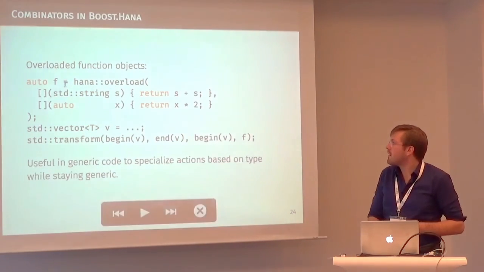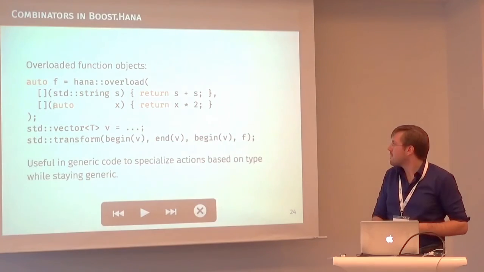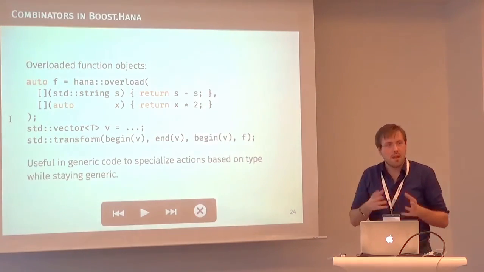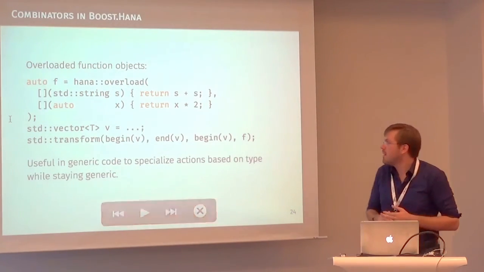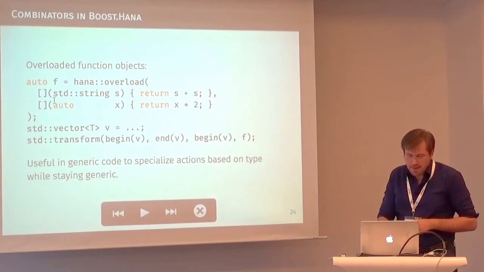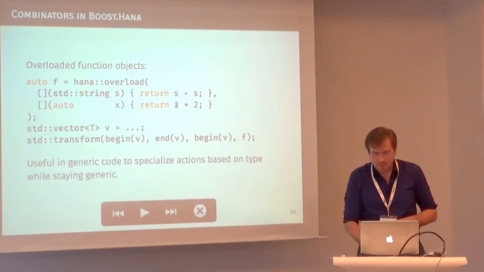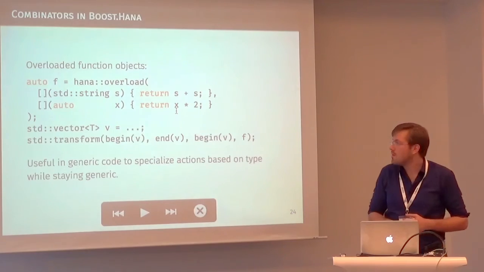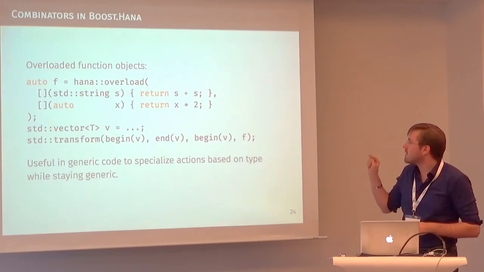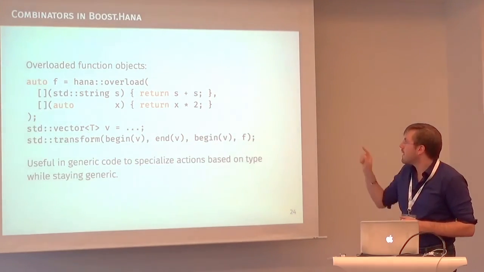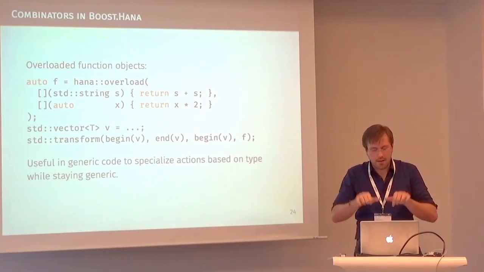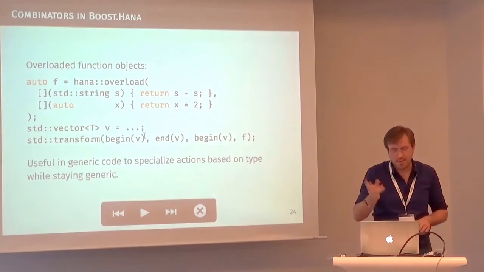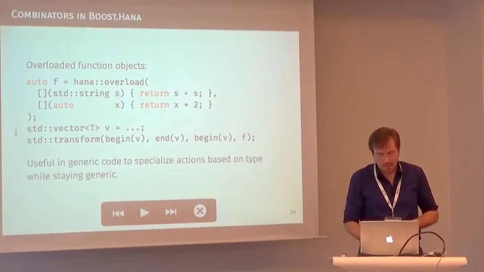So we obtain a function f that can be called with an argument of any type, and in any case it returns x multiplied by 2. But if I call it with a string, it returns the string concatenated 2 times. Okay, it's a contrived example, but it's to give the idea.